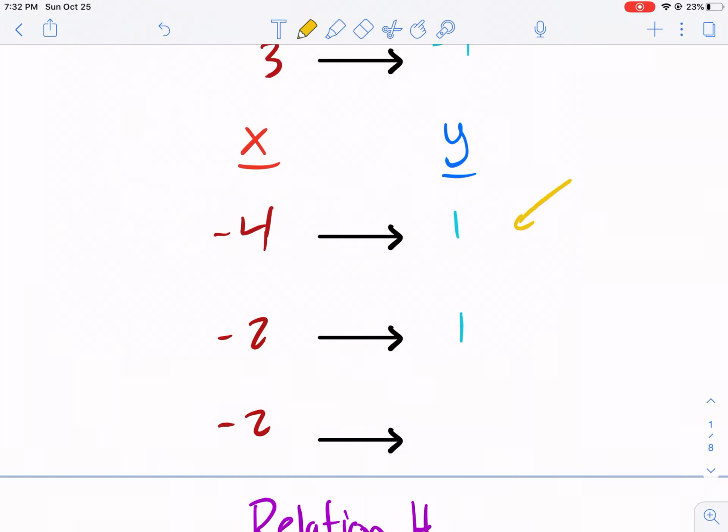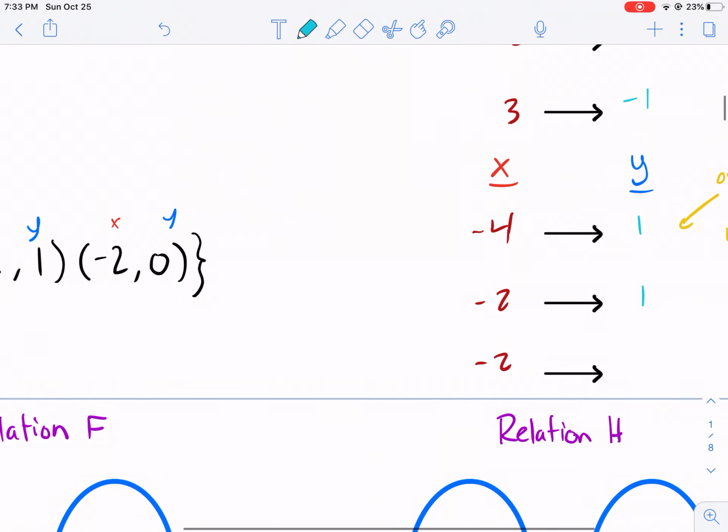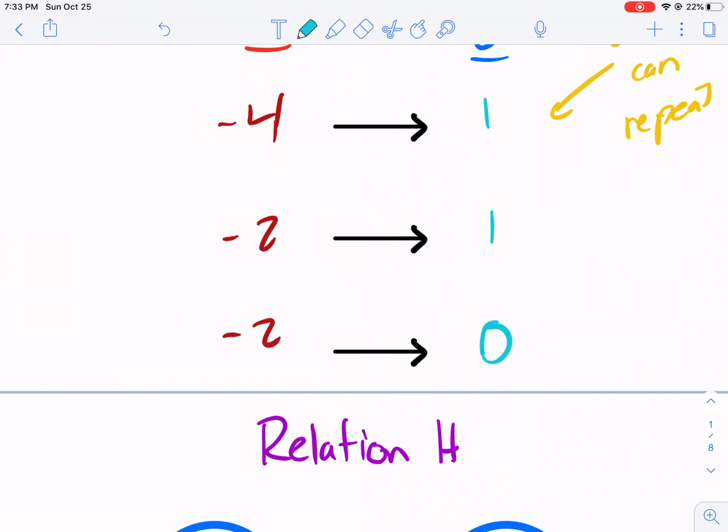So outputs can repeat. That's okay, because look, the -4 only had one unique output, and that was 1. The -2 only had one unique output, and that was 1. Okay, but then this guy blows it. The -2 and the next one blows it. So we have -2 as the input, and we have 0. So look here. Both of these are -2, but we have 2 different values for -2. That's not a unique value. -2 having 2 outputs cannot happen.